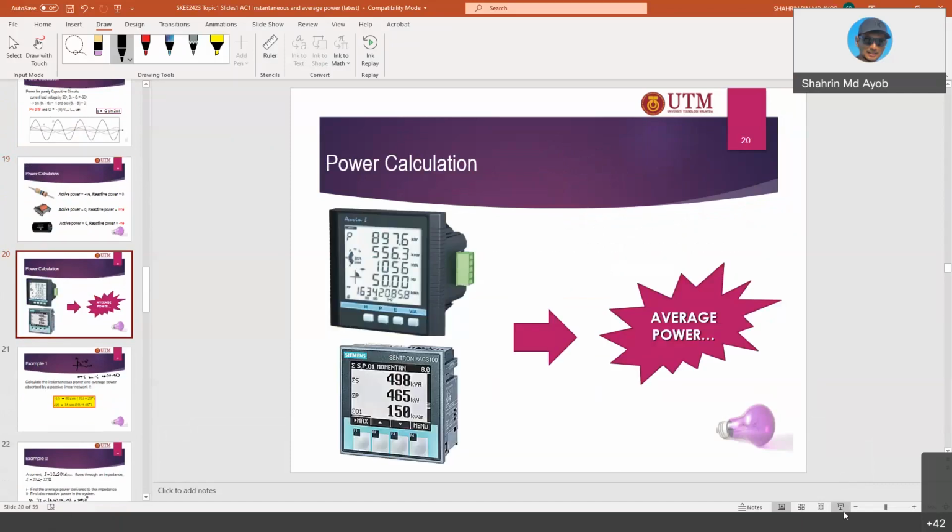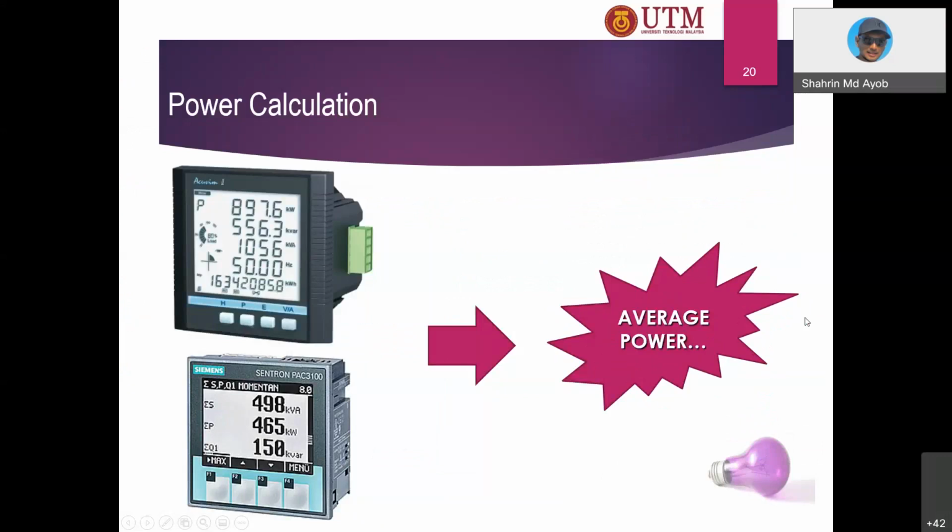What we have learned last week is that we already know we have three types of power in AC systems. We have real power, P, then Q, which is reactive power, and lastly what we call apparent power, S. The units are watt, var, and VA. This is the three-phase AC power meter that you usually find in industry, and it will display all the information for the AC power systems.